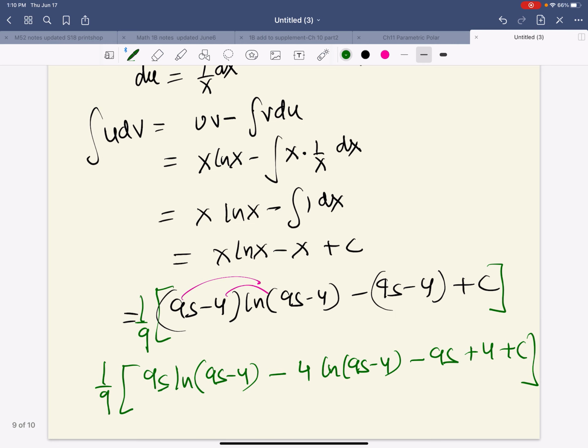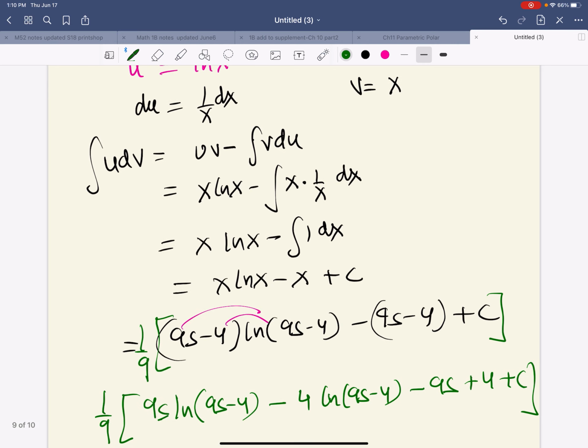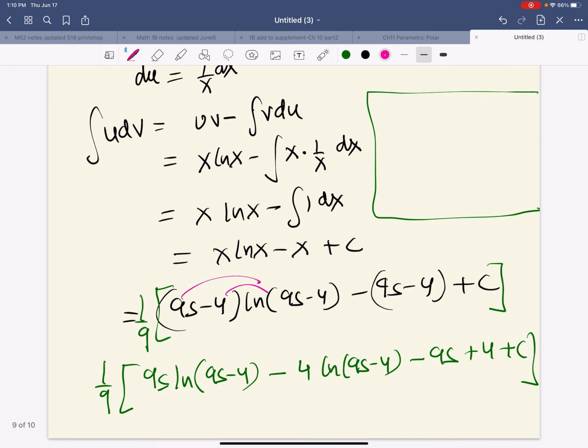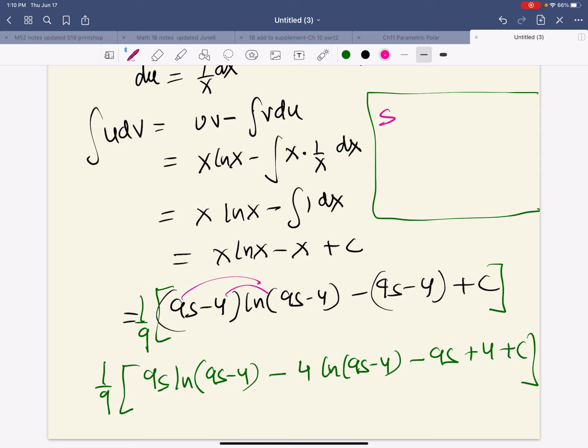Okay, now we can distribute the 9 inside, and I don't have space, so I'm going to write my final answer here, maybe in a different color. When I distribute the 9 inside, it turns out to be s natural log of 9s minus 4, minus 4 over 9 natural log of 9s minus 4, minus s, and then plus 4/9 plus c. Now if you want, you can write this as one constant, or you can just leave it like that.